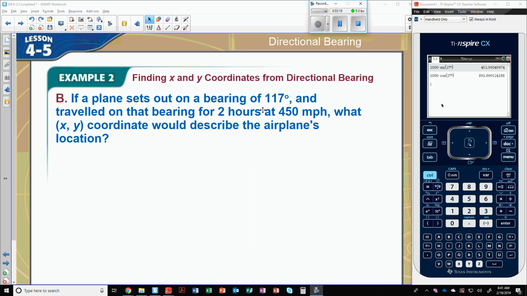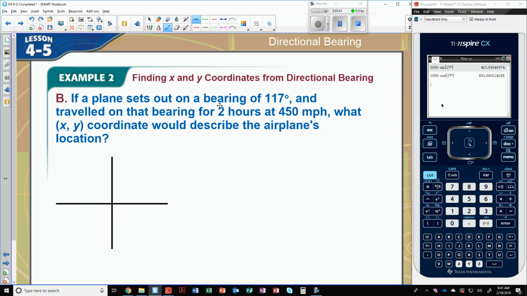If the plane sets out on a bearing of 117 degrees and travels on the bearing for 2 hours at 450 miles per hour, what x and y coordinate would describe the airplane's location? Now this one says bearing, which technically would mean we go from the north, but here I want to use how it would be given mathematically, for pre-calculus and DISD anyways.